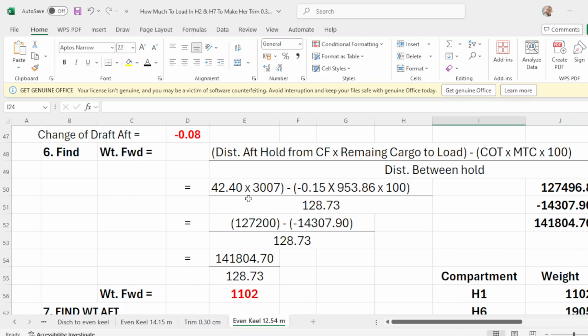Okay, multiply 42.40 times 3,007, and this is the value of 127,496.8. Multiply negative 0.15 times 953.86 times 100. That will be negative 14,307.9 over your distance between hold of 128.73. Okay.